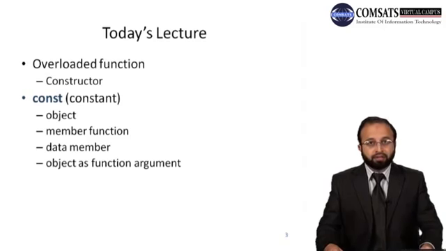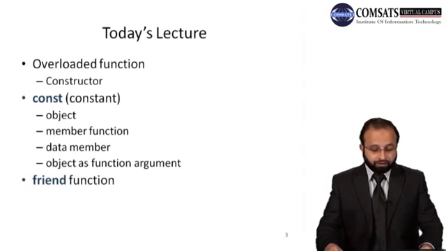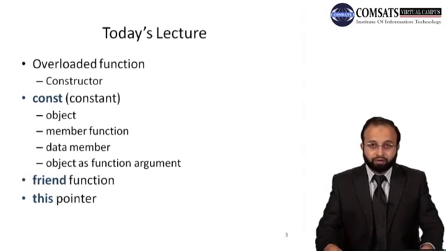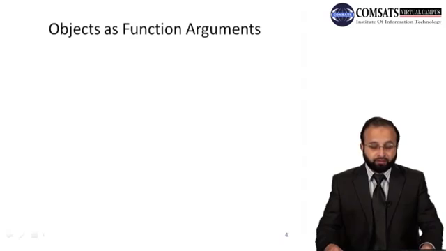That is, how you can pass a constant object to a function, right? So you can have a constant object, you can have a constant member function within the class, you can have a constant data member as a private data member of a class, and then you can have a constant object as a function argument. We will see each of these in detail with examples. Then we will see what a friend function is, and the very important concept, the this pointer. So, object as function argument.